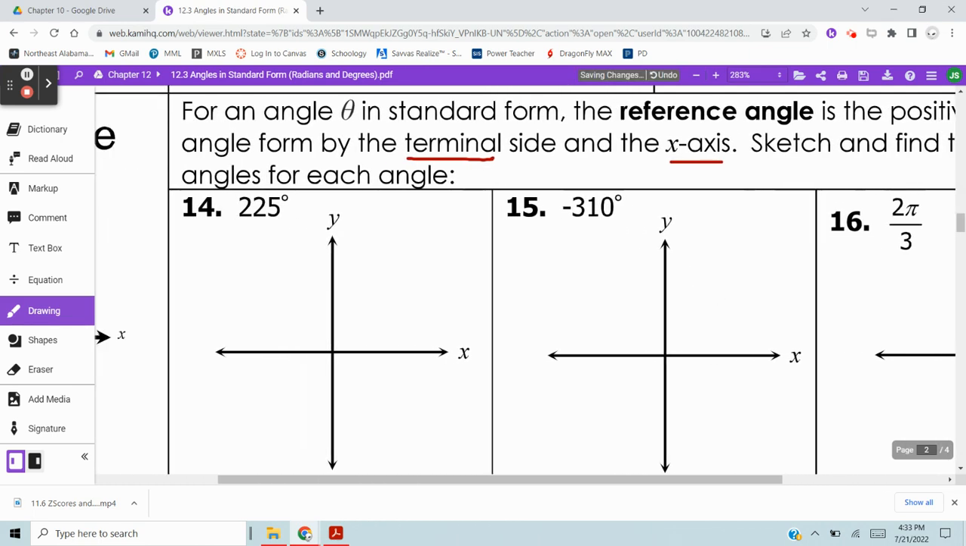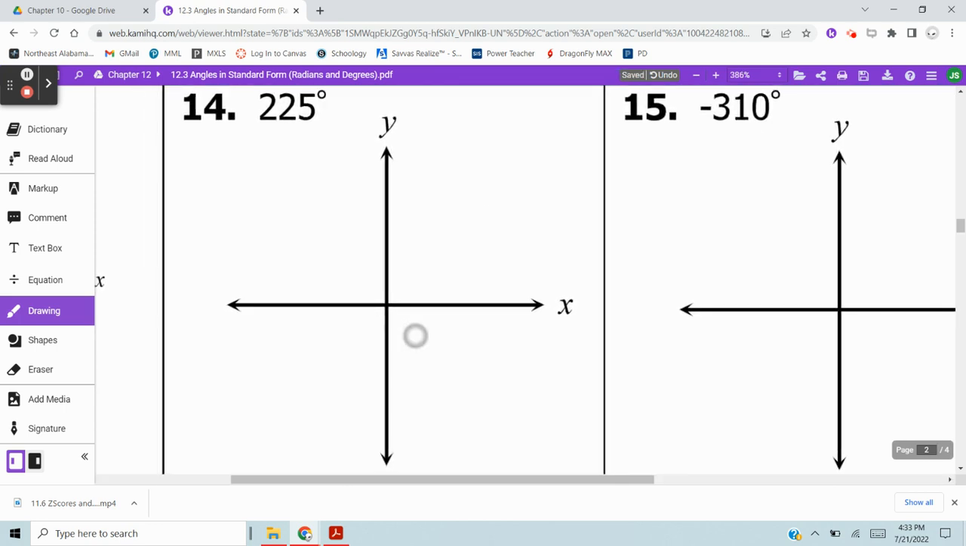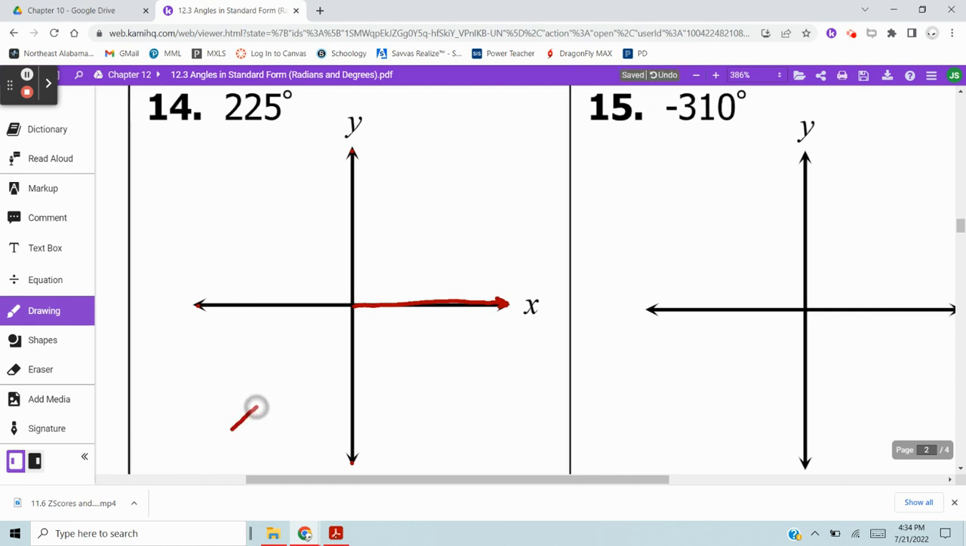Sketch each of these and let's find the reference angle. So number 14, 225 degrees. How far is that from the x-axis? And you'll get to where you can do these in your head without sketching them. So we're at 0. We start here. This is our initial side. We're at 90, 180, 270. So we're somewhere in this quadrant.